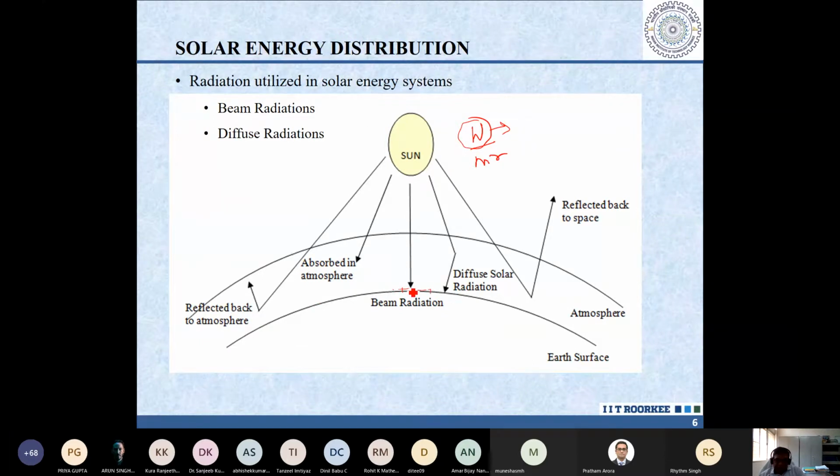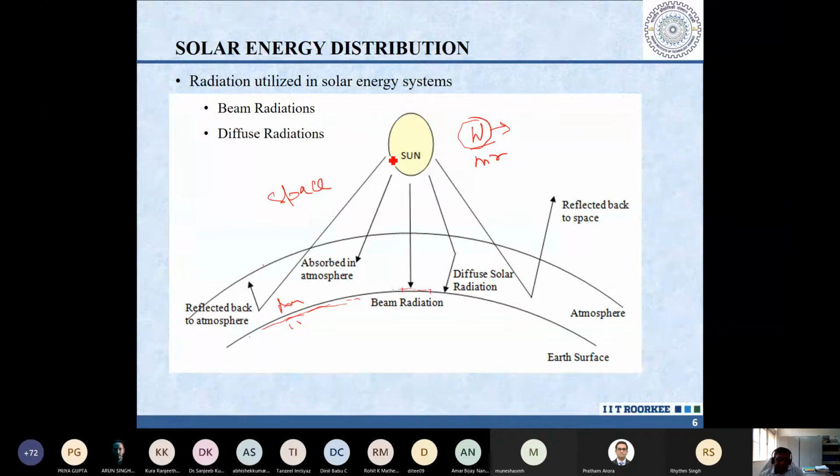So it is like this only. So anytime, what is that? Some solar radiation is coming, passing through the space. This I call space, and this I call the atmosphere, and this is the Earth's surface. So around the Earth's surface there is the atmosphere, and beyond that is space.